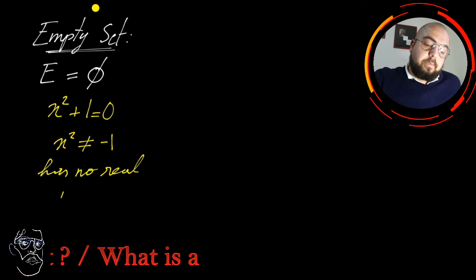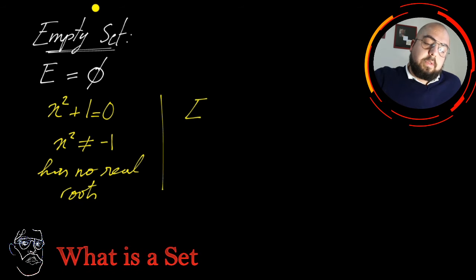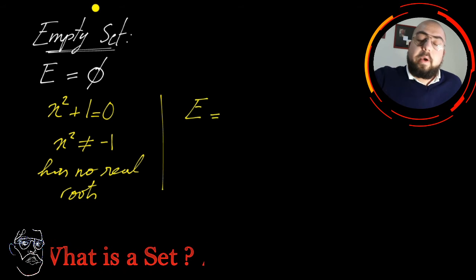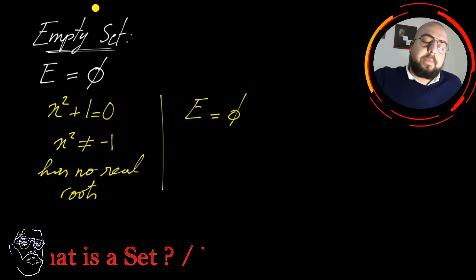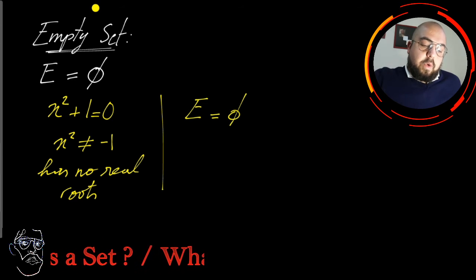So the set E will have no elements. It will be the empty set. All right.